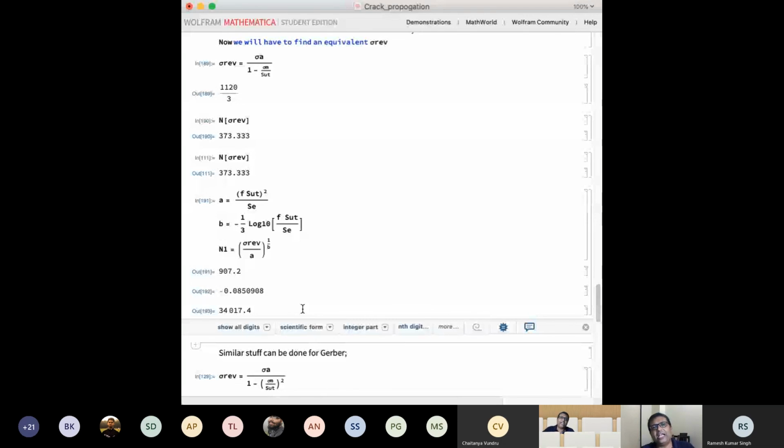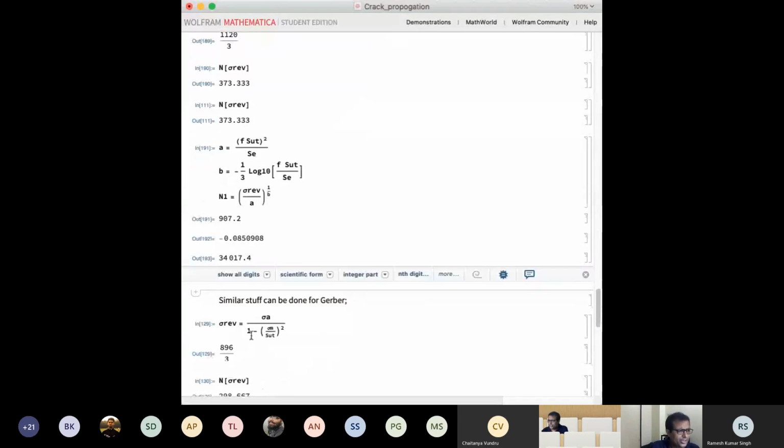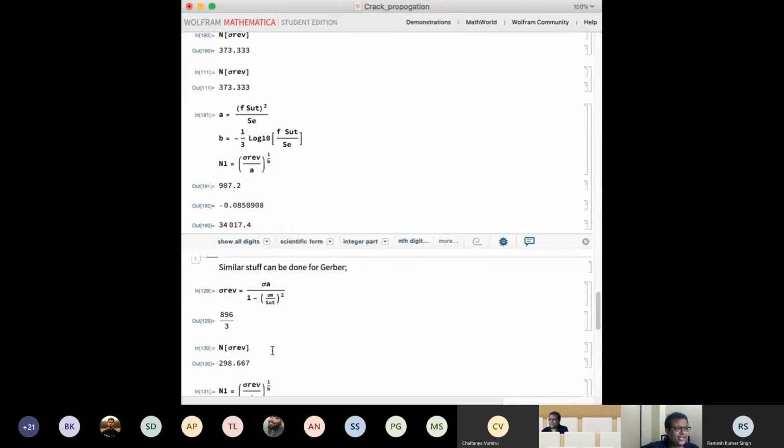So instead of having an infinite life, if I do this kind of a loading where my loading is outside the envelope, I get only 34,000 cycles as life cycle. Similar thing you can do for Gerber also. You can use the same relationship, replace SE with sigma ref, and find out.